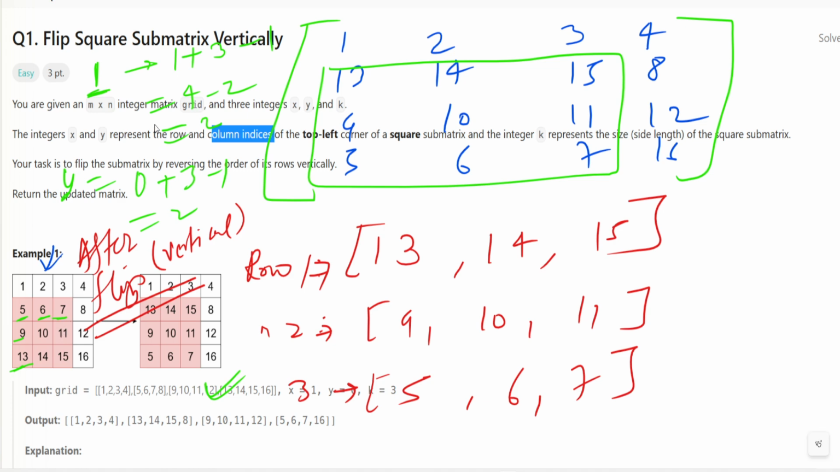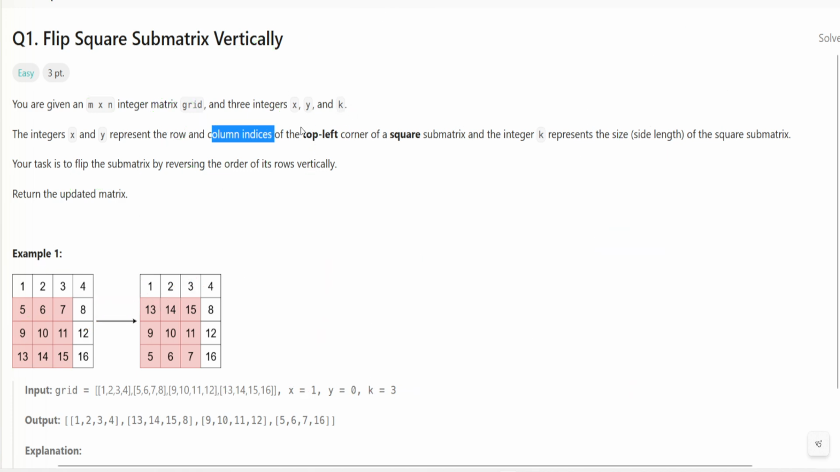So this we have to locate first. And we will use a two pointers algorithm on the rows, where top is at x and bottom is at x plus k minus 1. Let me remove this so you will understand what I'm trying to say.